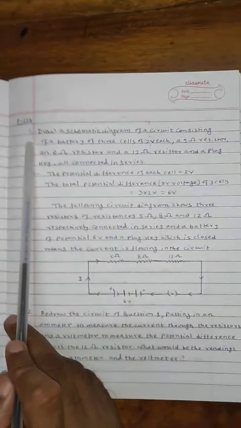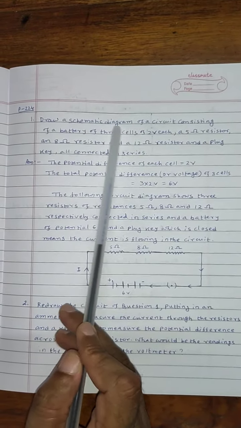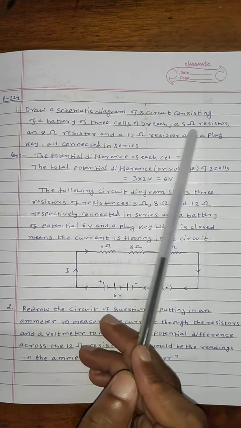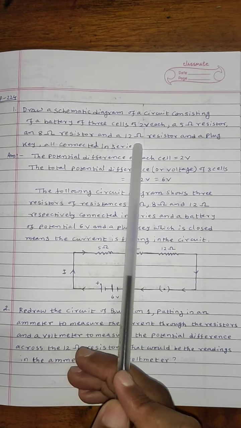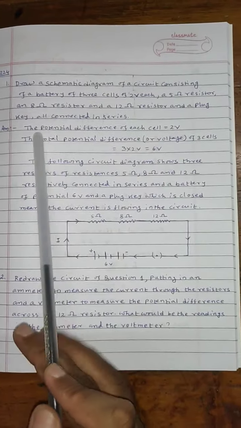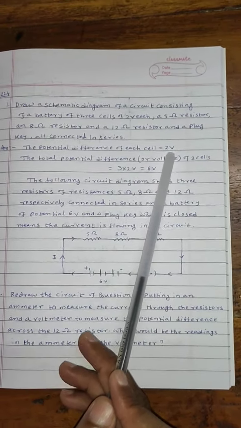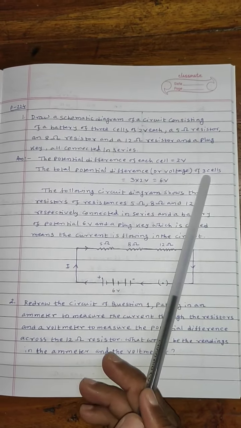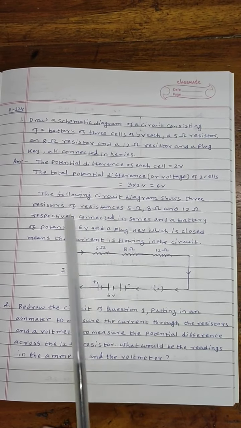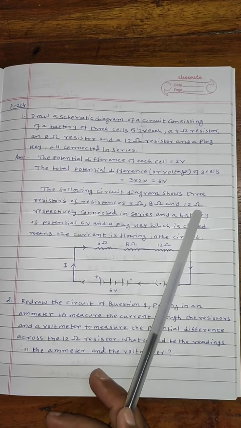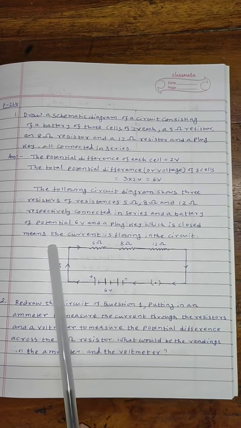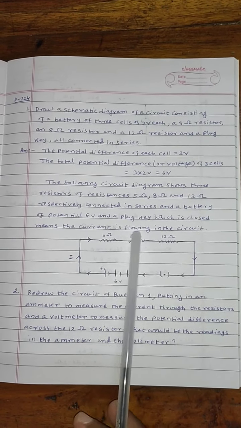Now page number 224. One question is given. Draw a schematic diagram of a circuit consisting of a battery of 3 cells of 2 volt each, and a 5 ohm resistor, 8 ohm resistor, 12 ohm resistor and a plug key, all connected in series. First, the potential difference of each cell is given as 2 volt. Then the total potential difference for 3 cells will be 3 into 2, 6 volt. The following circuit diagram which we are drawing shows 3 resistors of resistances 5 ohm, 8 ohm, 12 ohm connected in series, and a battery of potential difference 6 volt, and a plug key which is closed, meaning the current is flowing in the circuit.